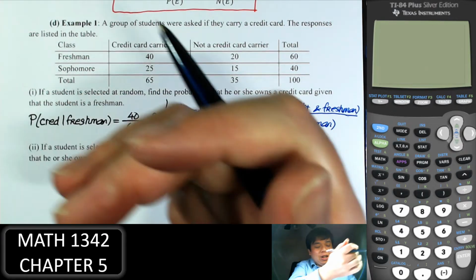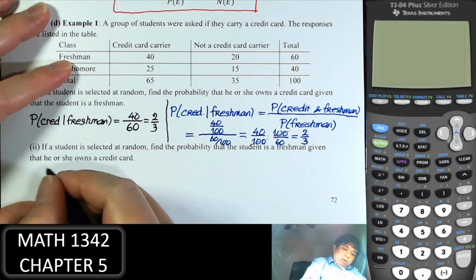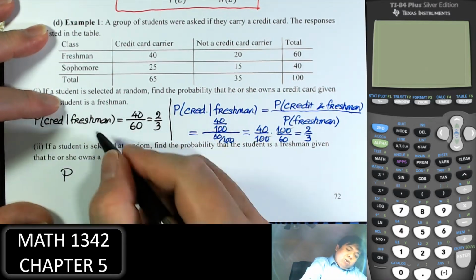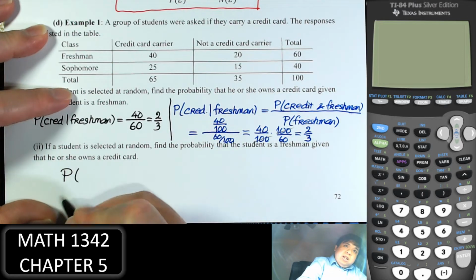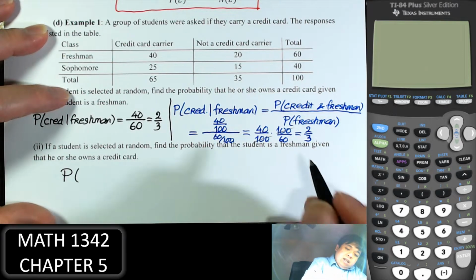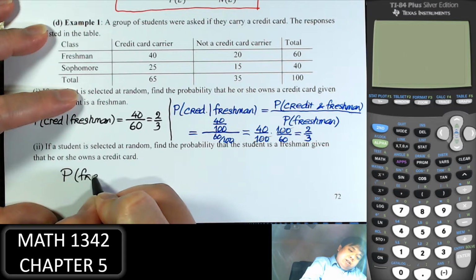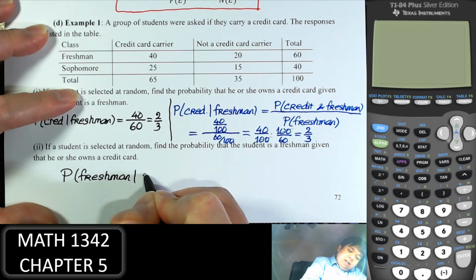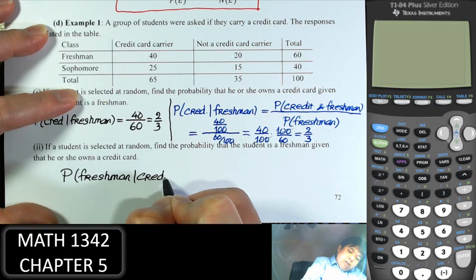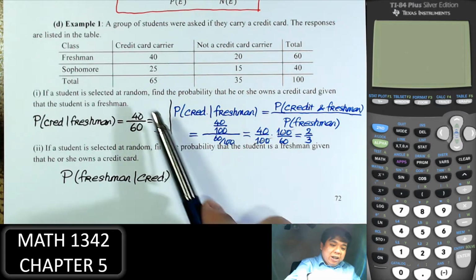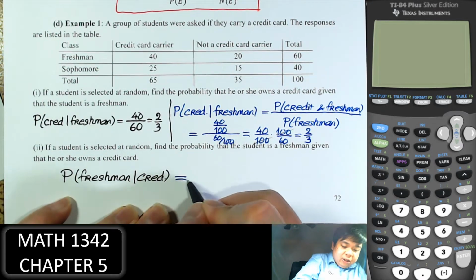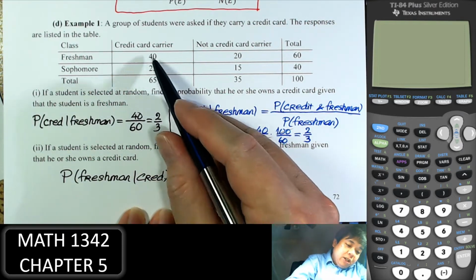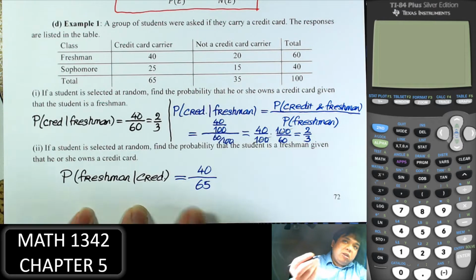Now, this is a different one. We're going to flip. I'm just going to do the first one with counting instead of using the formula. So find the probability that it is a freshman given that he or she owns a credit card. So owning a credit card is 65. And out of those, there are 40 freshmen. So yeah, just like that.